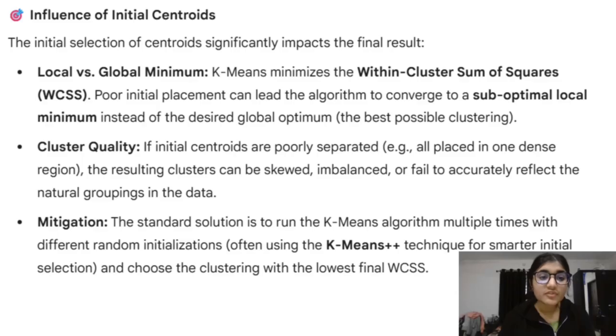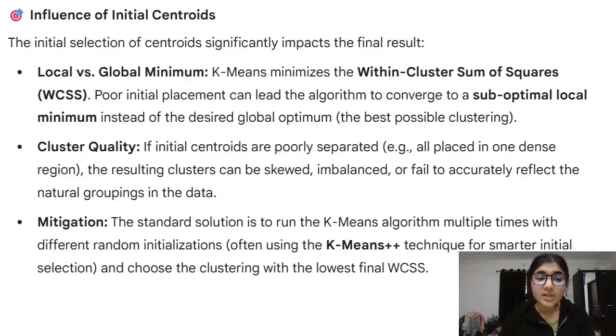Then the influence of initial centroids. The initial selection of centroids significantly impacts the final result. First is local versus global minimum. The k-means minimizes the within-cluster sum of squares. Poor initial placement can lead the algorithm to converge to a suboptimal local minimum instead of the desired global optimum.